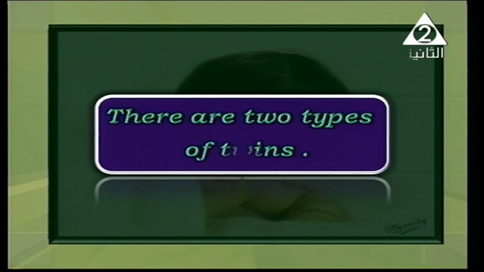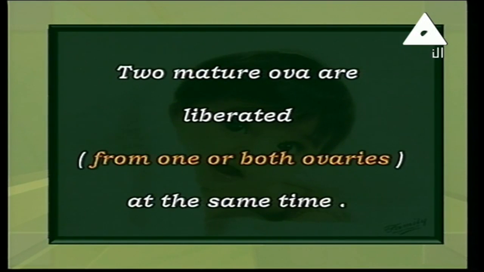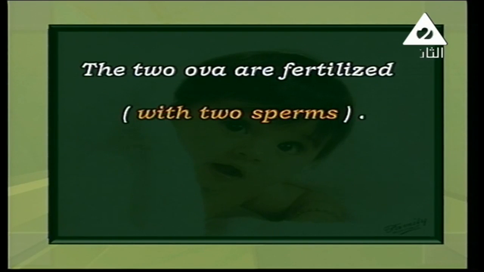There are two types of twins. How many types of twins do we have? We have two types. The first type, if two mature ova are separated, the two ova from one or both ovaries at the same time, the two ova are fertilized with two sperms. So we have here two different ova, and they are also fertilized with two sperms.